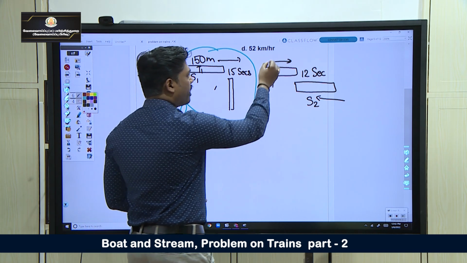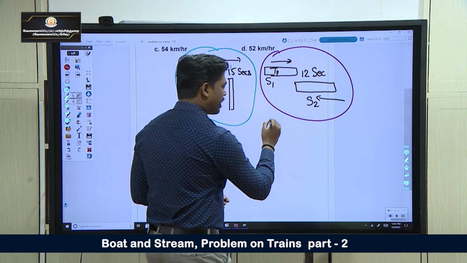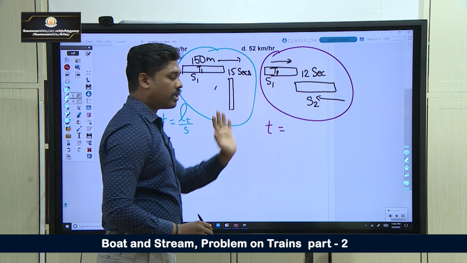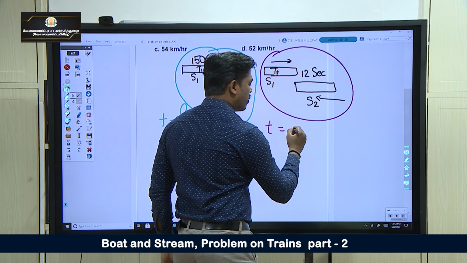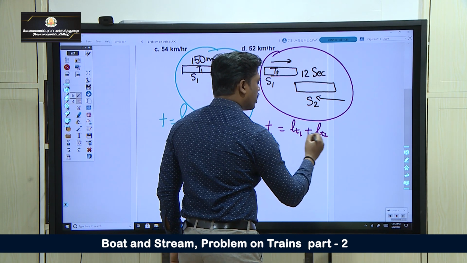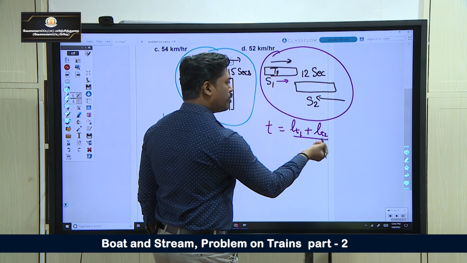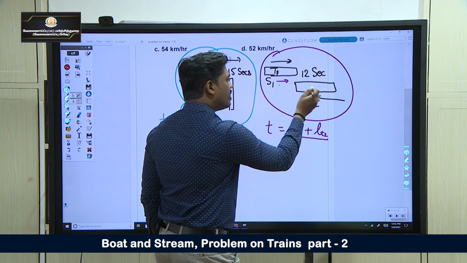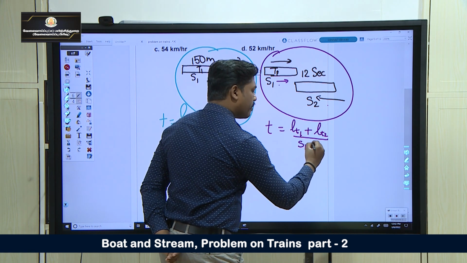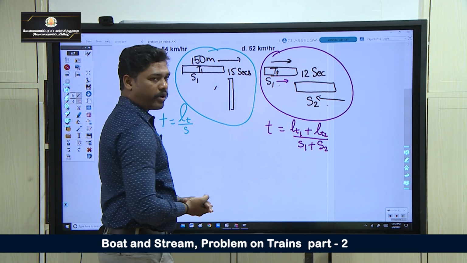Coming to the second part, the same train is crossing another train. So the formula used here is moving length. Time is equal to length of train 1 plus length of train 2 divided by, here both the trains are moving, relative speed. Look at in which direction they are moving. They are moving in opposite direction. So speed is S1 plus S2. These are the formulas we are going to use.